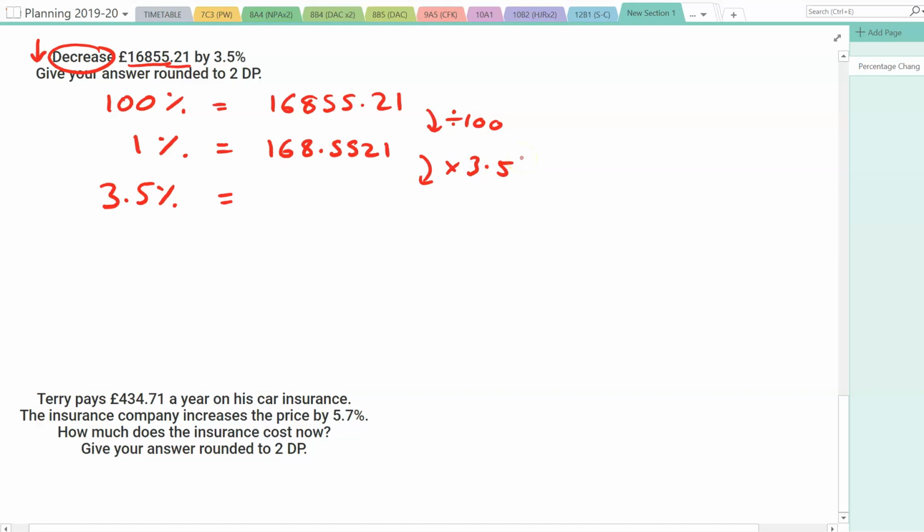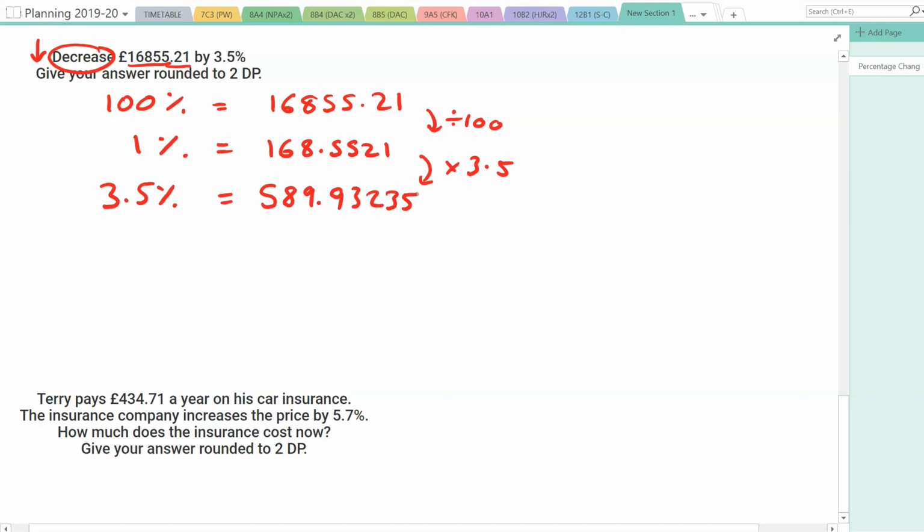So I am going to use a calculator for that one. Just because I think that will waste too much video time doing something that you don't necessarily need to do. So 168.5521 times 3.5 is 589.93235.